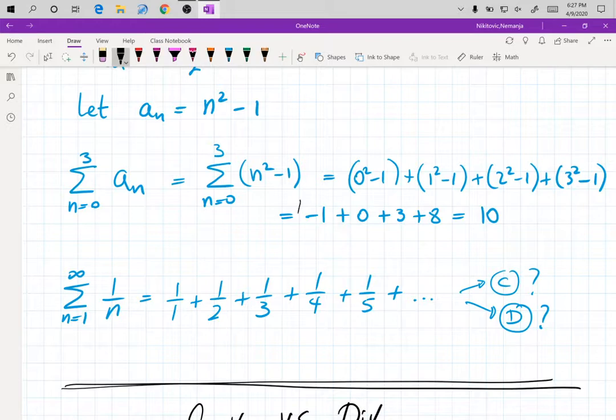So here is your P0, here is your P1, here's your P2, here's your P3. So if you put that in a sequence, you have -1, -1, 2, and then 10.